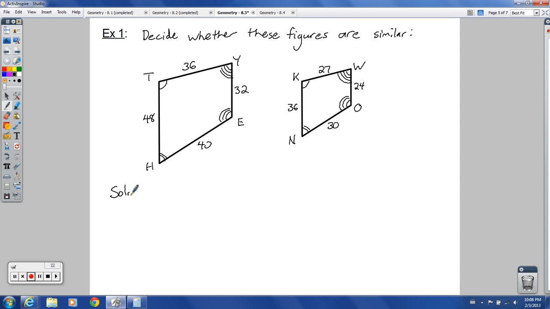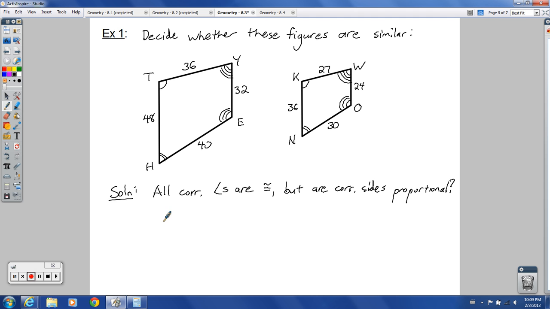And let's solve our problem here. So the solution, we've already said it, corresponding angles are congruent. Let's just write that down. We can shorthand corresponding like that, just write C-O-R-R. All corresponding angles are congruent. That's part 1 of 2, but we also need to check, are they proportional? So let's ask that question here: are corresponding sides proportional? Is that true? Let's find out.